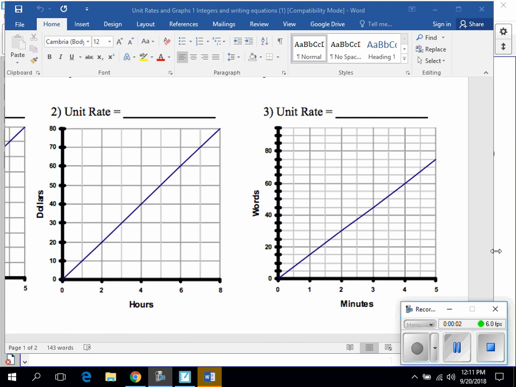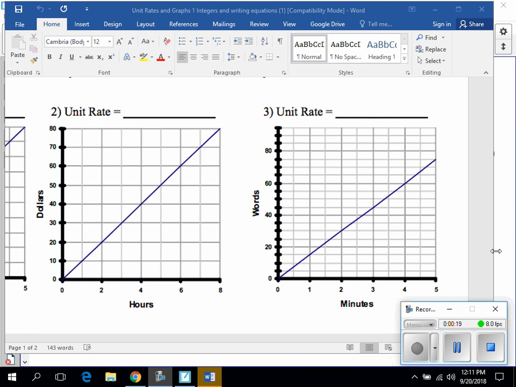In this video, we're going to continue talking about finding unit rate from a graph. We're going to continue using the same worksheet that we were on before. We are ready now for example 2 from the worksheet. So if you'll go to that graph.